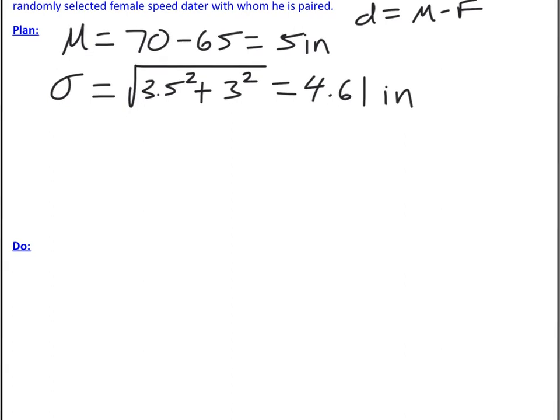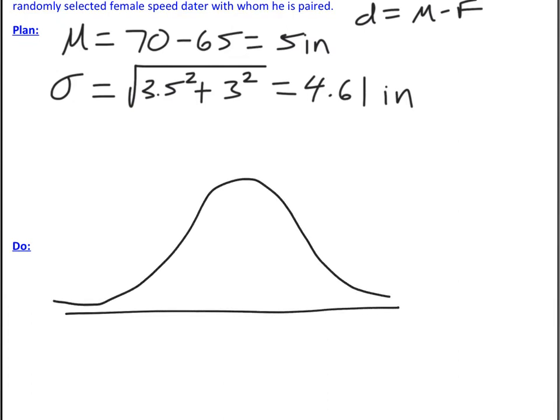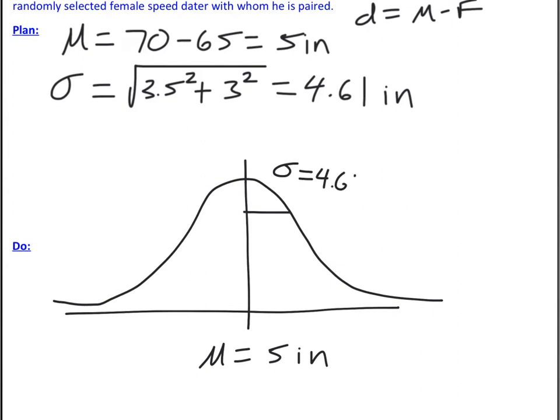because based on the fact that I was subtracting these two variables, I just needed the mean and the standard deviation of them. Because I know the shape is going to be normal, so I get my normal curve all set up, centered at 5. Sigma is 4.61. Now the question was, what are the odds that the male will be taller? What are the odds the male will be taller? This kind of goes back up here.